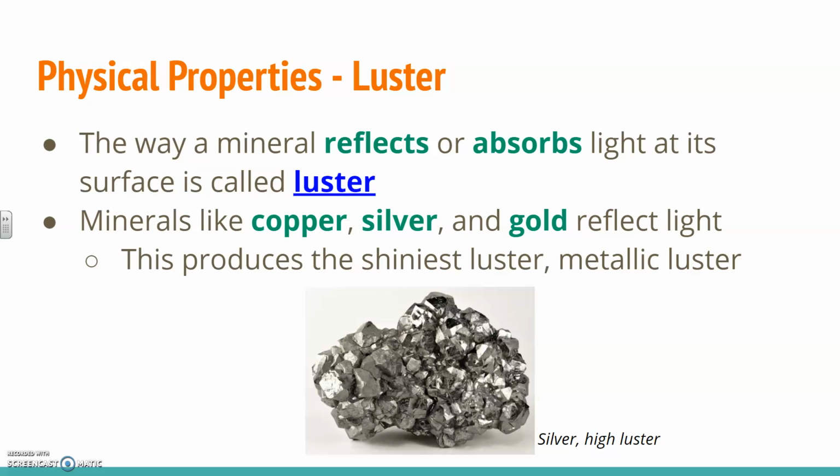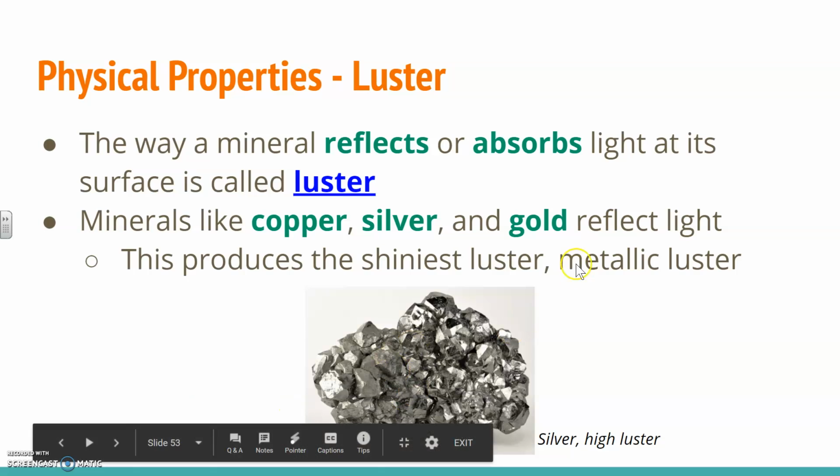So this is a chunk of silver. It's a mineral. It's also an element. So it has a very high luster, or it's very shiny. Okay, that's pretty much what you need to understand here with luster. But there's different variations. So on this slide, we're talking about metallic luster. It's very metal looking. Makes perfect sense.